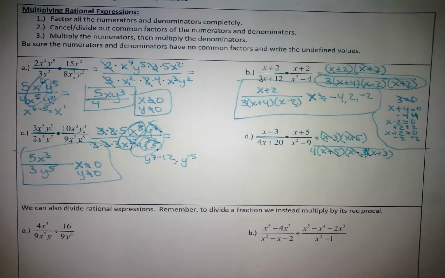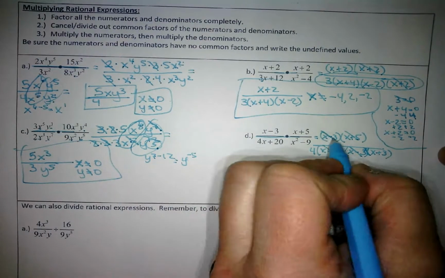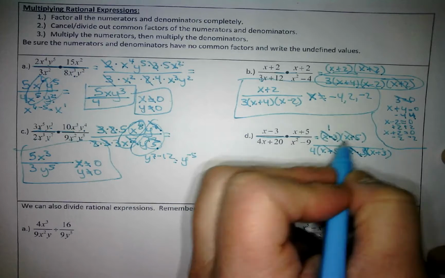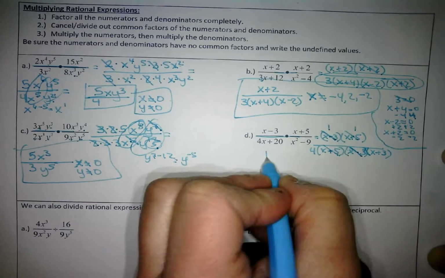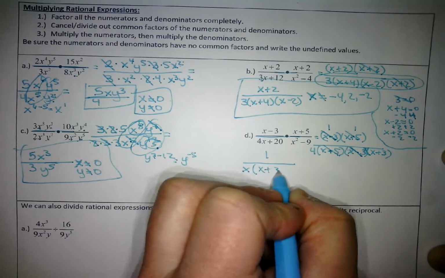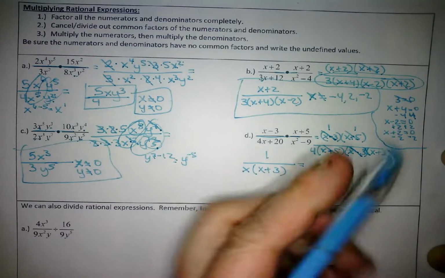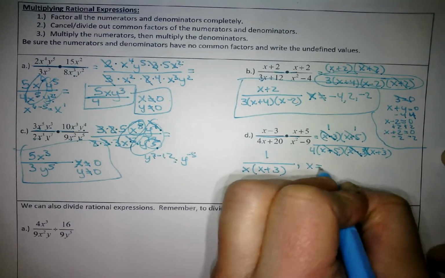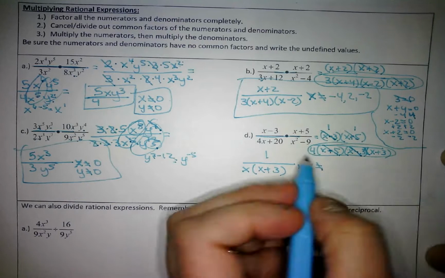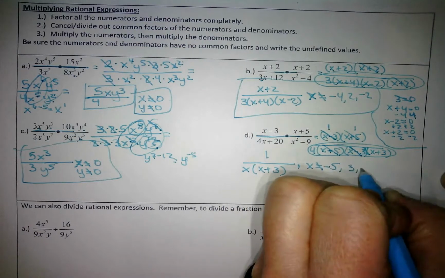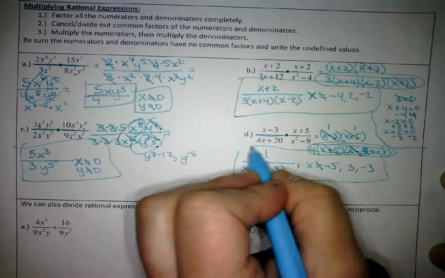Okay, this is the part where you have to remember and you have to be careful, because when we do this, we're really dividing a number by itself and it gives us 1. So really 1 in the numerator, and that's x times x plus 3 in the denominator. Keep writing equals. Okay, so now x cannot equal, I have to set all of these equal to 0, and I get negative 5, positive 3, and negative 3.